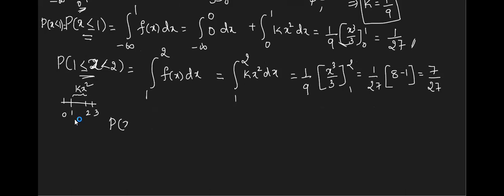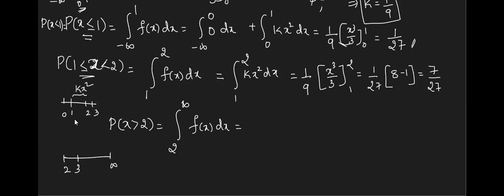What is the next value they have asked? They have asked the probability of x greater than 2. Am I right? Now, greater than 2 means 2 is an upper limit or a lower limit? Lower limit. So start from 2 till the upper limit, which is not given, means infinity. Now how can we write it? Let's see. 2 to 3 we can take and then 3 to infinity.